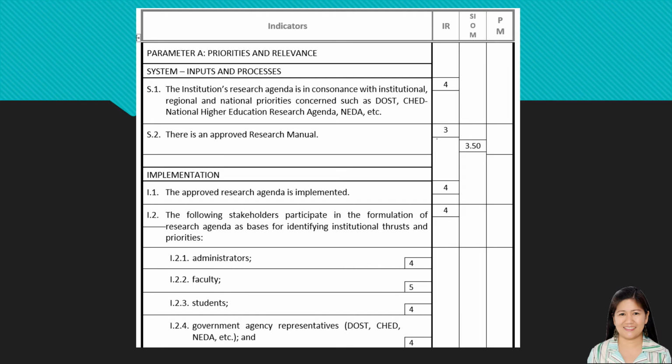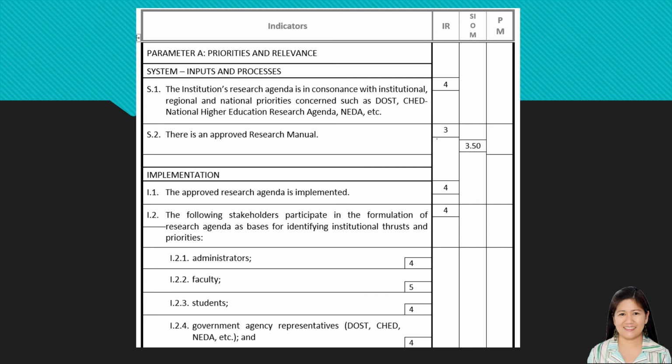Paalala ko nga po pala, balikan natin yung system. Bigyan ko lang kayo ng tip para sa rating. So, sabi niya, the institution's research agenda is in consonance with institutional, regional, and national priorities concerned, such as the DOST, CHED, National Higher Education Research Agenda, NEDA, and others. So, kung lahat ay meron kayo niyan, 3 na ang ipipigay sa'yo ng accreditor.